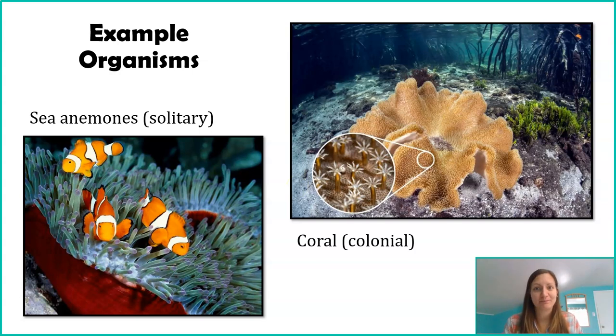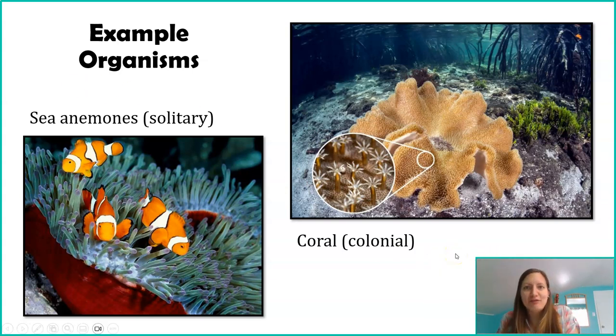But both types of organisms, whether we're talking about anemones or talking about coral, are in a polyp form. And all organisms found within class Anthozoa only exist in the polyp form. They do not have a medusa form anywhere in their life cycle. So whether they're colonial or solitary, doesn't really matter. What ties them together is that they're fully in a polyp form.